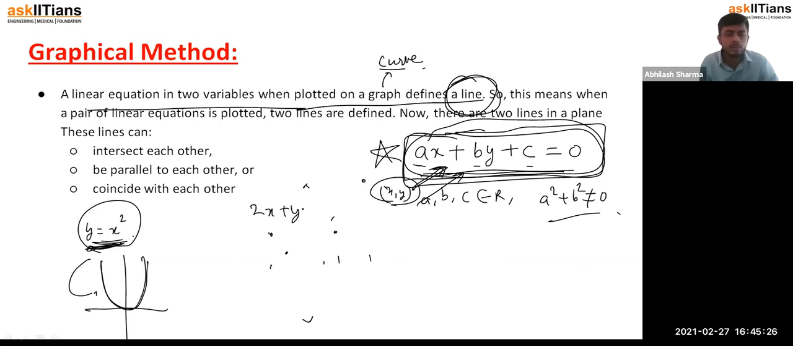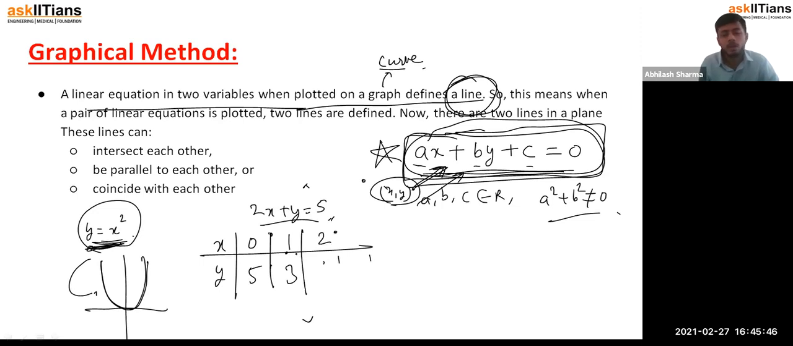2x plus y is equal to 5. Now easily you can see there are so many solutions to this. For example, when x is 0, y is how much? 5. When x is, let us say, 1, y is coming out to be, no, 3. When x is 2, how much is y coming out? 1. Then when y is minus 1, x will be 3.